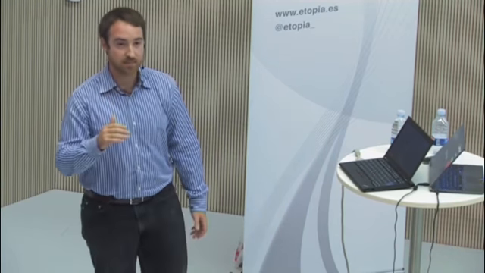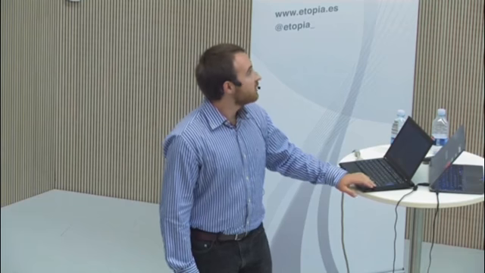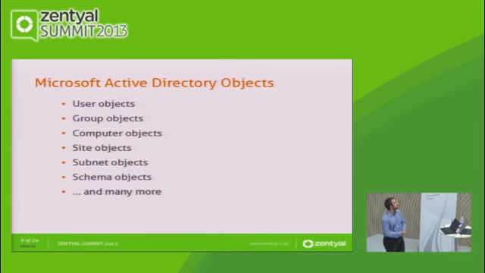So we have containers. The top level container is the forest. Inside the forest, we have domain containers that you will probably hear about as domain trees. Within domain containers, we have organizational units, and inside organizational units, we have plain objects. Some examples of objects that we can find inside the containers are user objects, groups, computers, sites, and more abstract objects like subnets, and also schema objects for the Active Directory schema.